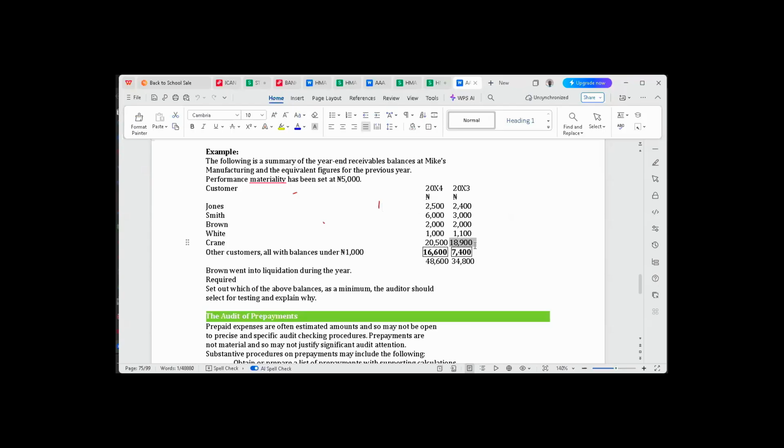That is, to collect these receivables might not be realistic at the end of the day, because as at 2023 he owed 18,900 and in 2024 it has increased to 20,500. That means he's still buying more and the company is at the verge of losing this money if they don't put in place a strong internal control system, such as ensuring that there is a stringent credit policy. Okay, credit policy.